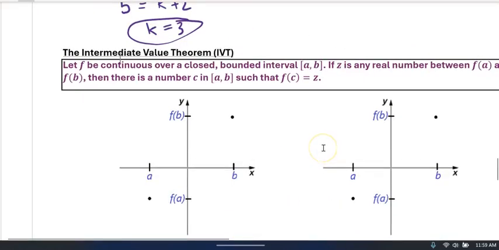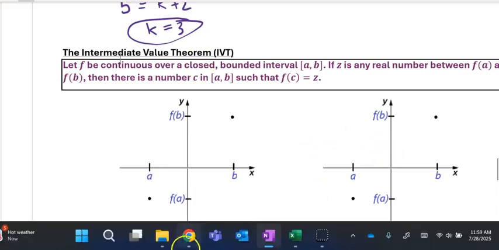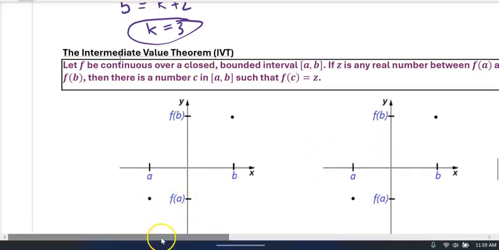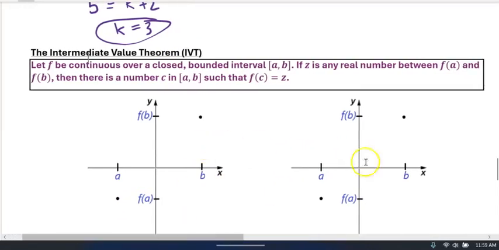Okay, next part is the intermediate value theorem. Let me scroll over just a little bit so you can see this better. Let f be continuous over a closed bounded interval from a to b. If z is a real number between f of a and f of b, then there is a number c in that same interval, a to b, such that f of c is z. Now, I can tell you right now that's a mouthful, and you might need to read that 3, 4, 5 times. But maybe a picture can really help you.